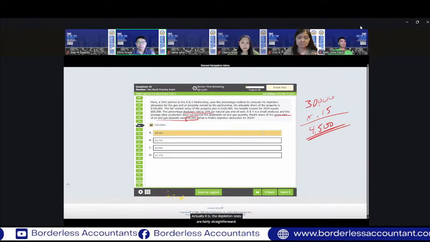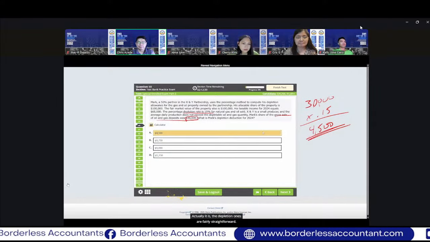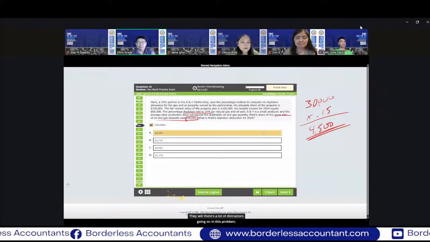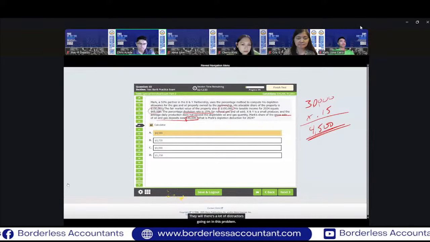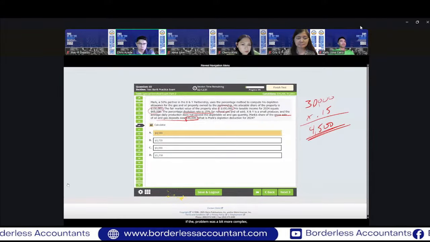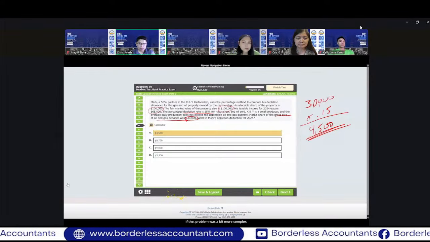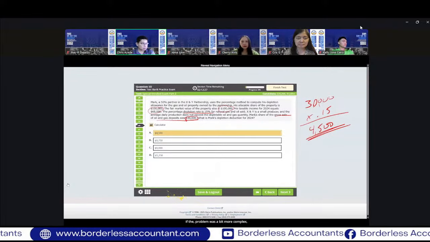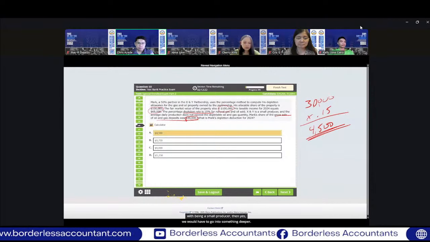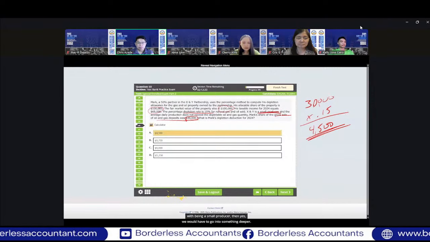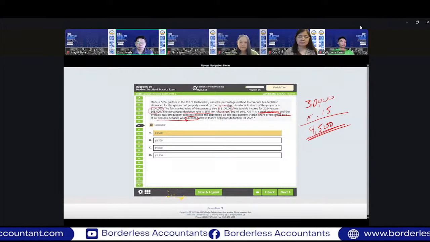That can't be that easy. Actually, it is. The depletion ones are fairly straightforward. There's a lot of distractors going on in this problem. If the problem was a bit more complex, such as not having this particular fact here with being a small producer, then yes, we would have to go into something deeper.